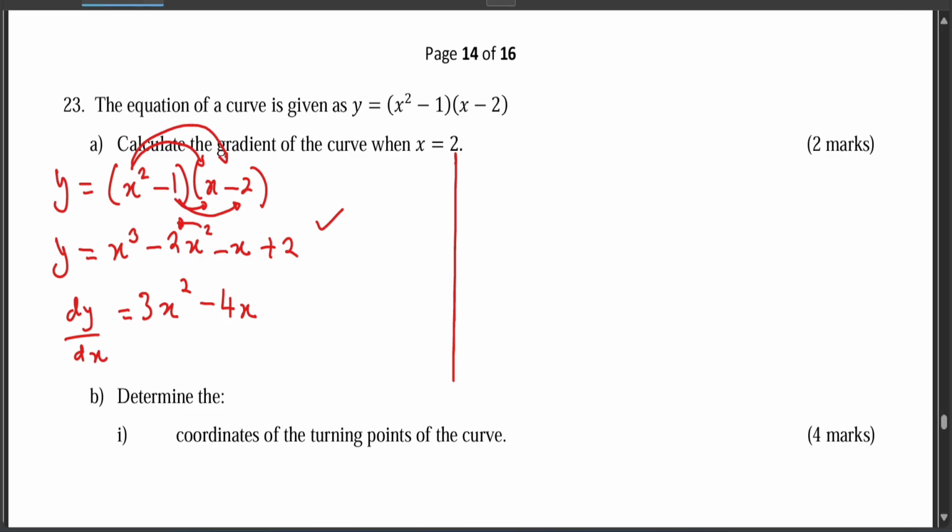For the negative 1x, it was supposed to be negative 1x. If there is an x, just eliminate that x and just take your coefficient. And the coefficient for x is negative 1. So you've differentiated to this.